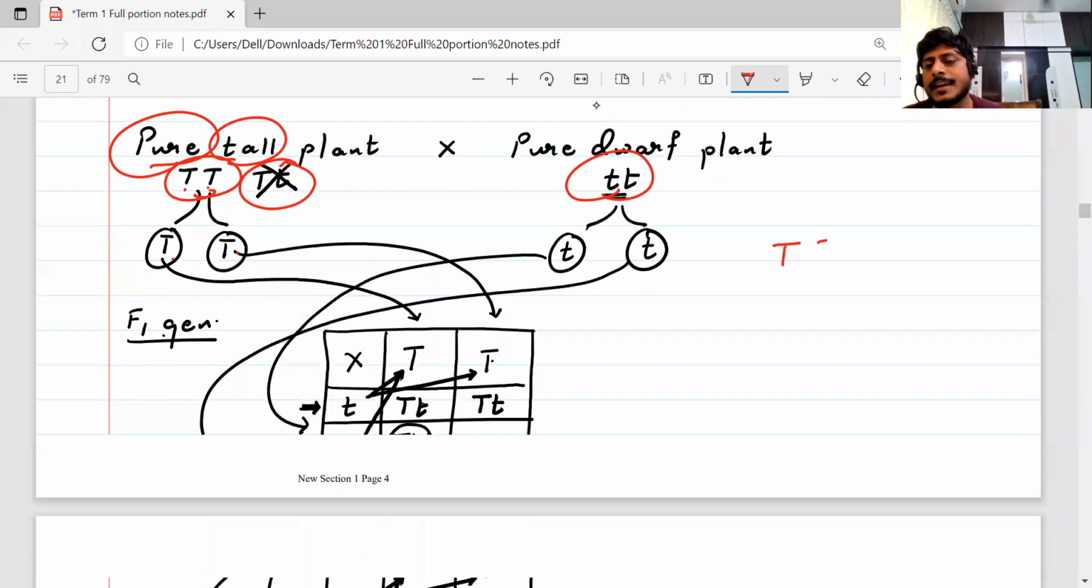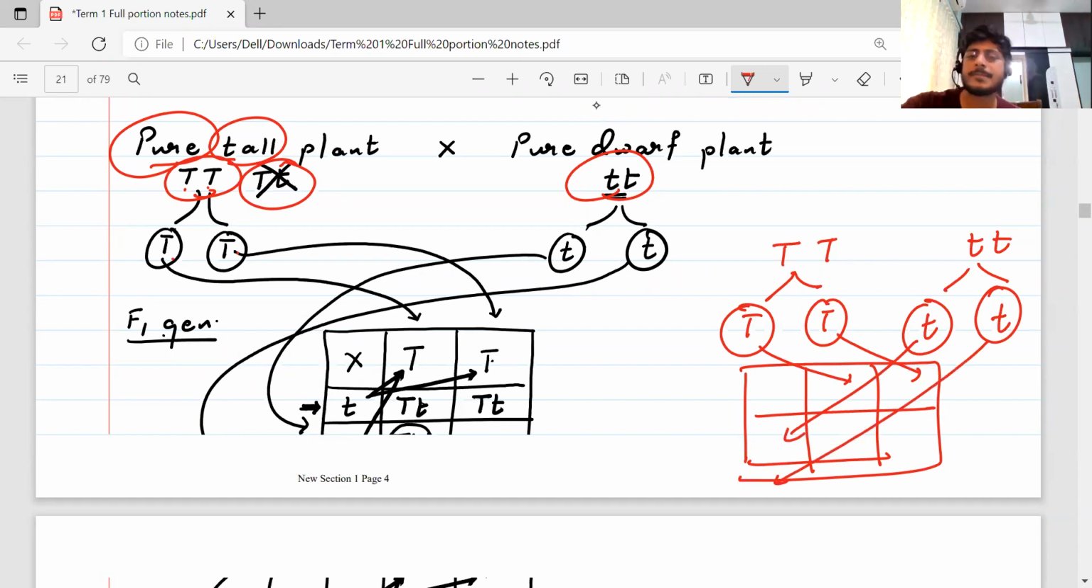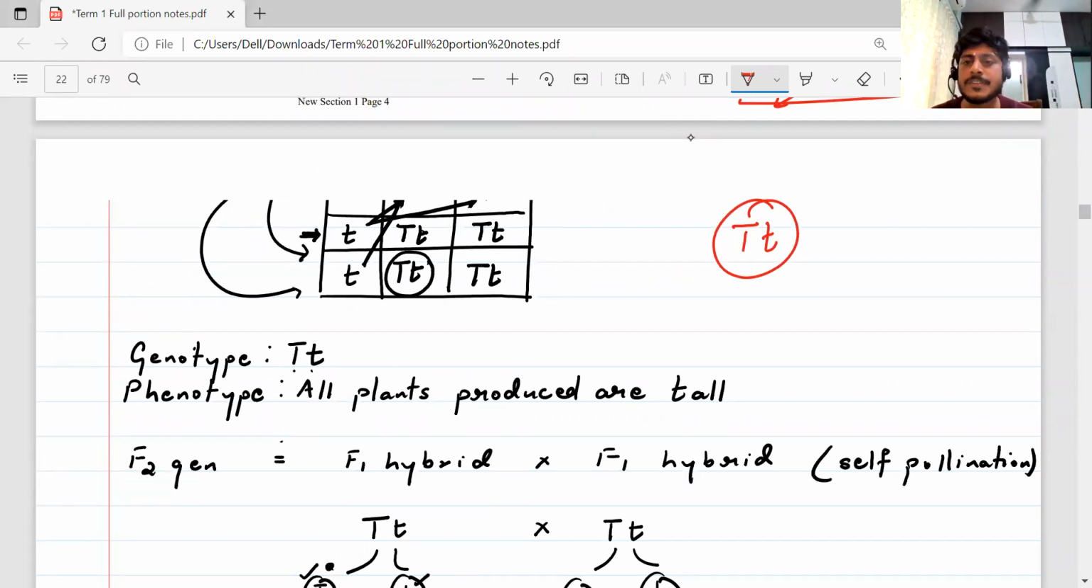Remember, I'll just do one, capital T, small t. We separated capital over here, small over here, and small over here. And then we put them in the box that is present over here. We put capital T here, small t here, and small t here, and we just cross multiplied it. And we found our first Punnett square of the F1 generation. And we found that all the plants in the F1 generation were basically tall, okay? Capital T and small t. So this was the capital there. So obviously it was going to be tall. So all plants produced were tall.